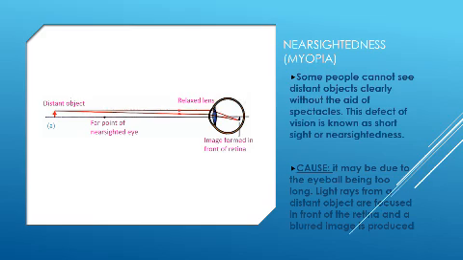As you can clearly see in the picture, a distant object is placed in front of the eye, and all the light rays coming from the object, after refraction from the eye lens, are not able to produce the image on the retina. Instead, the image of the object is formed in front of the retina. It may be due to the eyeball being too long. Light rays from a distant object are focused in front of the retina and a blurred image is produced.